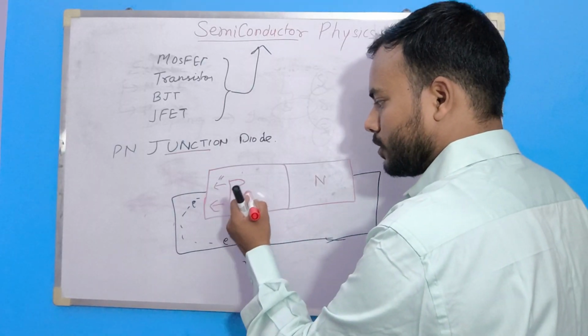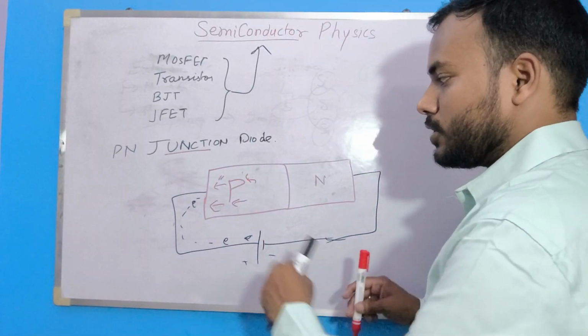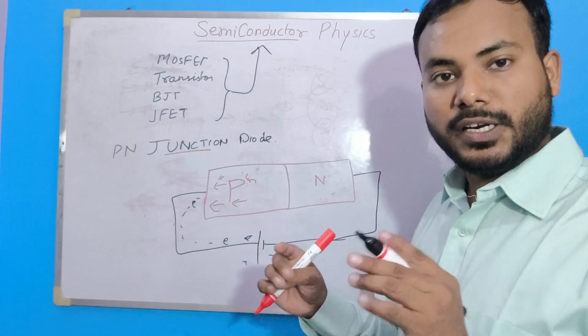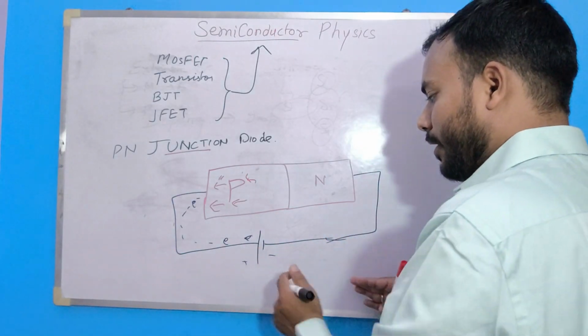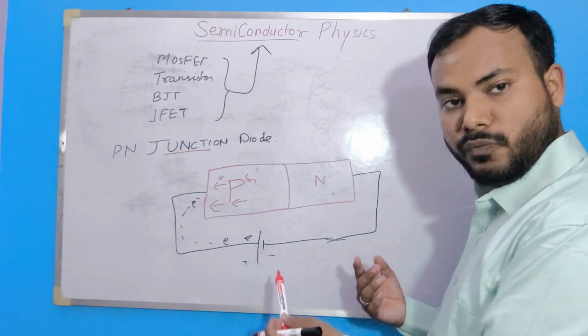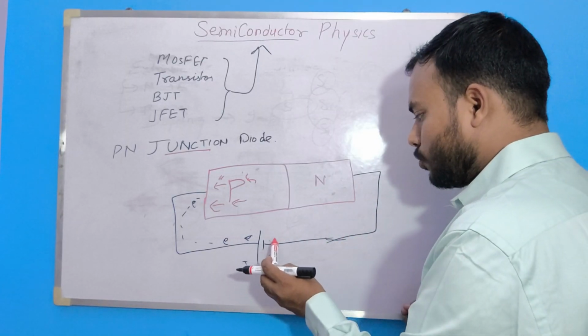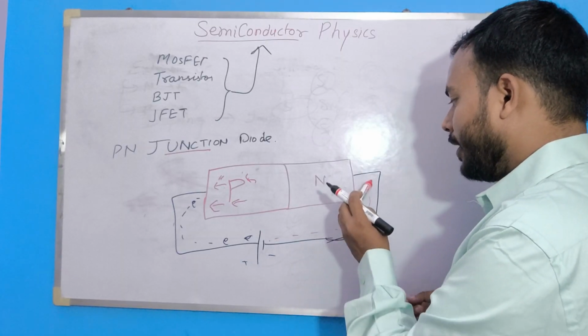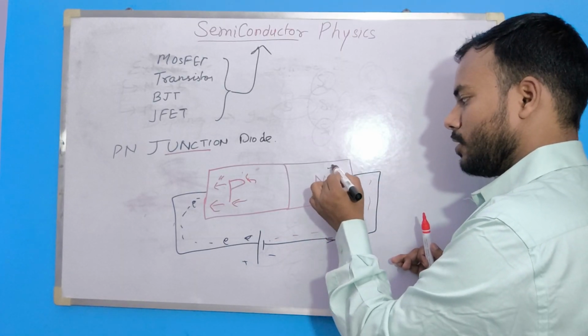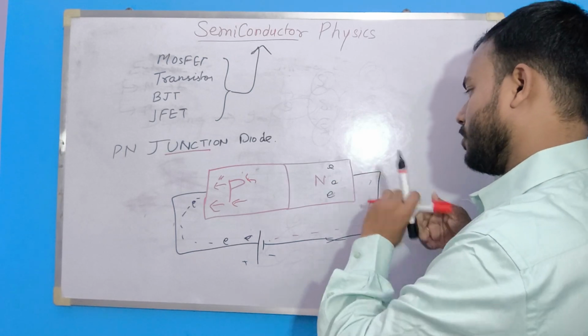Holes move here. Because electrons and holes want to combine, since positive and negative charges always attract each other. And here also the negative, we can take it as a positive charge. So negative will go here, and here the majority is electrons and here it is holes.